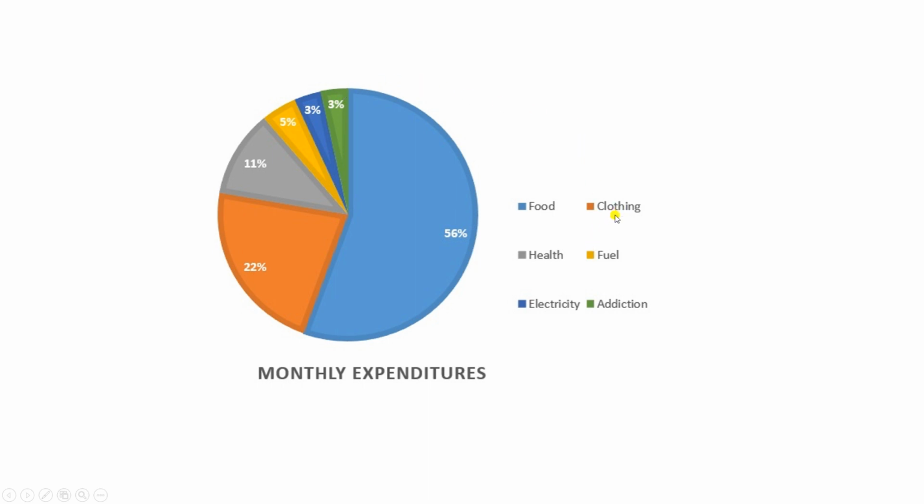Point number 2 is it is ideal if you make the wedges according to descending order. So, as you can see, this blue part is the majority of the pie or the circle, followed by the next major part, that is 22%. The smaller part is followed by even smaller segments. So, this should be in descending order.